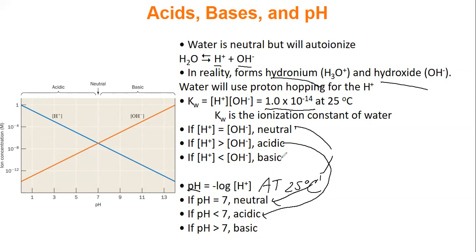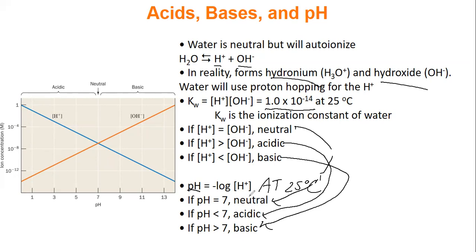If it's basic, we have more hydroxide than hydronium, right? And this is at 25C. At different temperatures, 7 is not neutral. So if we were at 80 degrees C, 7 is not neutral. It's some decimal, like 7 point something would be neutral.